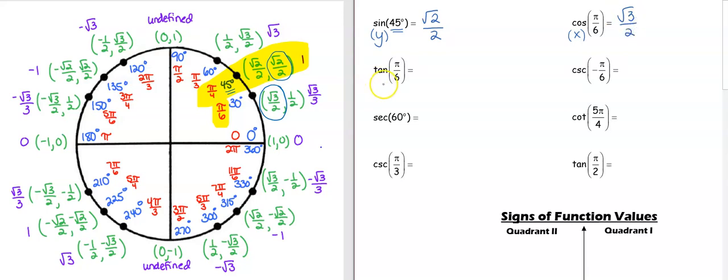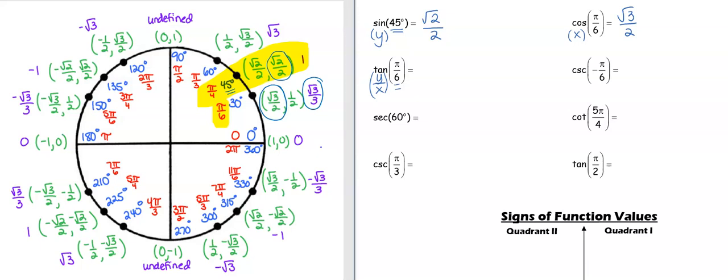Next we have tangent. As a reminder, tangent is y over x, but when we looked at our unit circle, we filled out the tangent, so we have a little bit less work to do. This time we're looking at pi over 6 again. So this time we are looking for the tangent, which we filled out.